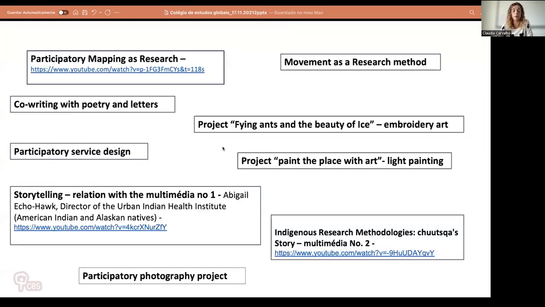And in terms of some of the references, if I had time, I would share some of these links with you, but I don't have time. So I advise you to go to them and do your search. There are many approaches based on mapping, co-writing, participatory service design, movement as a research method, or other types of indigenous research methodologies, which is the link you have on your right-hand side. And also storytelling, and other approaches related to, for example, light painting or others. So depending on the context where they come from, there are many ways of making these approaches happen. These links give you an idea of three of those examples.